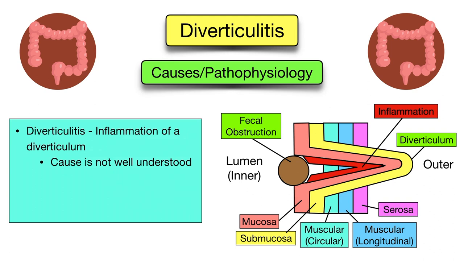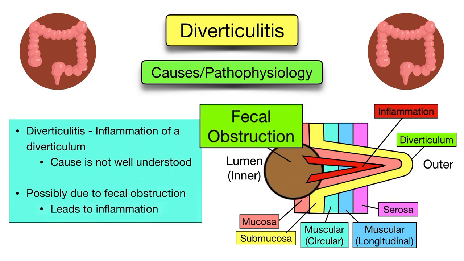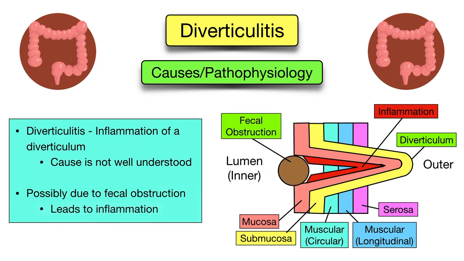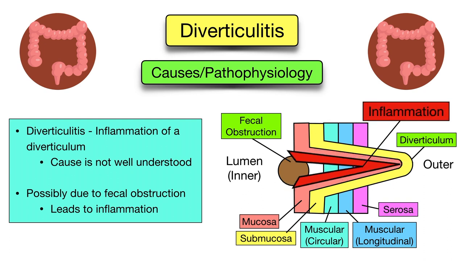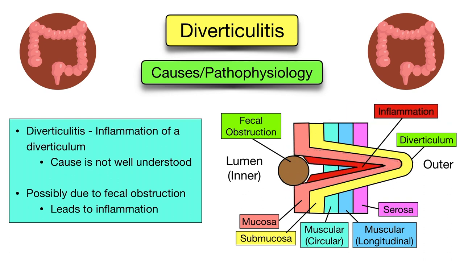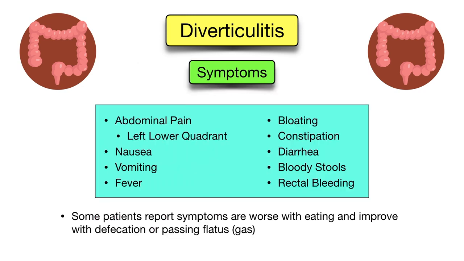The cause of diverticulitis is not well understood, but one theory is that it's caused by stool entering a diverticulum and becoming entrapped. The fecal stasis creates a buildup of pressure and bacteria, which can lead to inflammation along with possible infection. Symptoms of diverticulitis include left lower quadrant abdominal pain, nausea, vomiting, fever, bloating, constipation, diarrhea, bloody stools, and rectal bleeding. Some patients report worsening symptoms with eating and improve with defecation or passing gas.